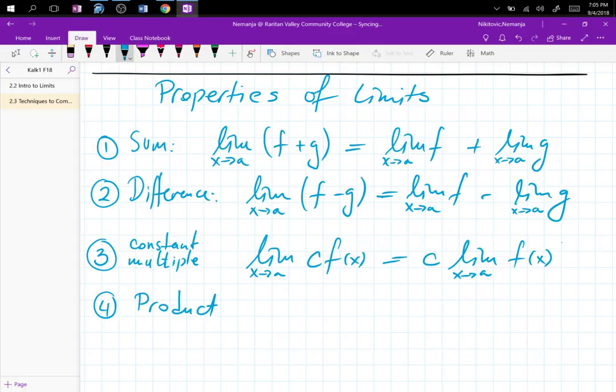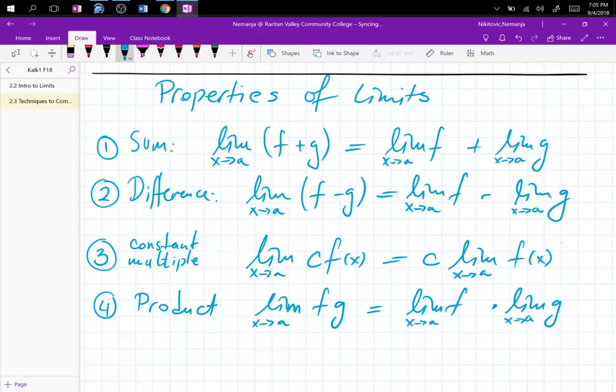Product. The limit of f times g is the limit of f times the limit of g. This rule works only for limits. It will not work later for derivatives and integrals. The first 3 rules also work for derivatives and integrals.